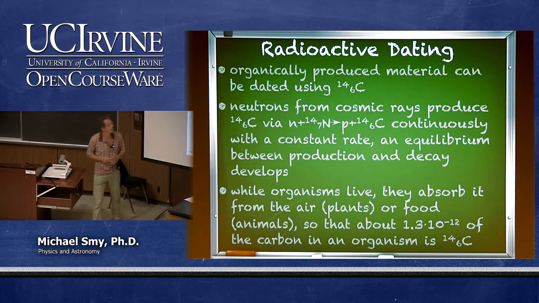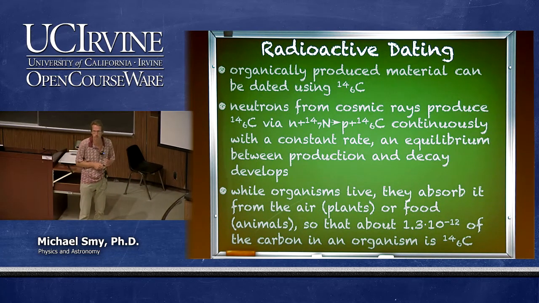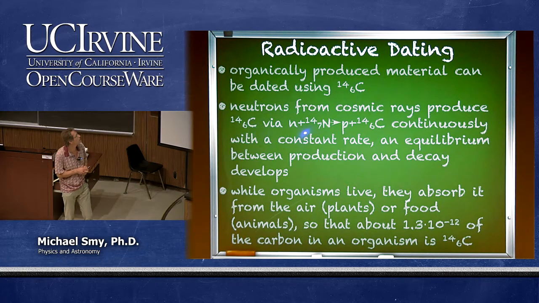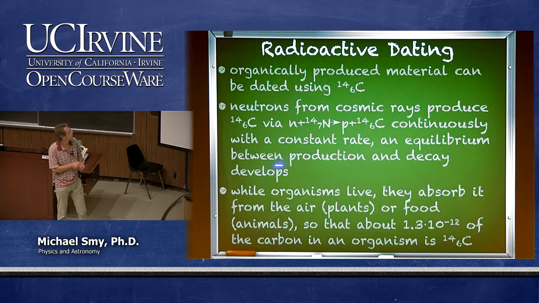And the reason why we can do that is because cosmic rays continuously produce neutrons in the atmosphere. These neutrons can charge exchange with the nitrogen in the atmosphere. And what charge exchange means is that the neutron enters the nucleus and shoots out a proton. So a neutron goes in, a proton goes out, and the nitrogen turns into carbon. And that is a nearly constant production rate, and therefore an equilibrium is established between carbon-12 and carbon-14.